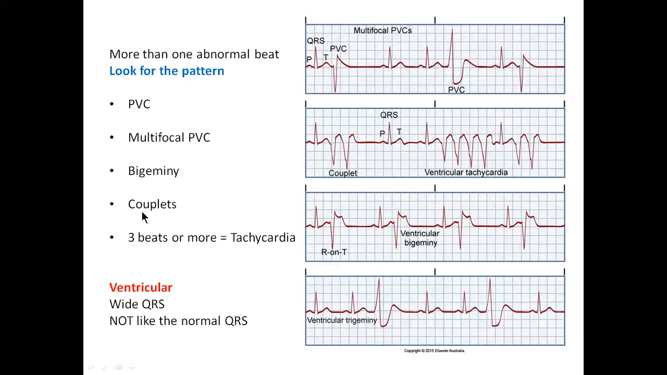Next concept is couplets. What that means is you have more than one PVC happening together. So if there's two, we call it a couplet. And if there are 3 beats or more, we call it ventricular tachycardia. So here you get a couplet, and here you get 4 of the PVCs, one after another. If it is more than 3, we call it ventricular tachycardia. Okay, so you learned a whole bunch of new words.